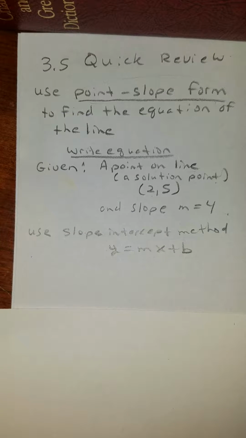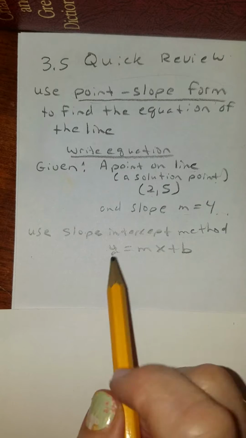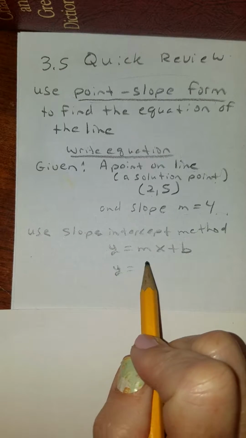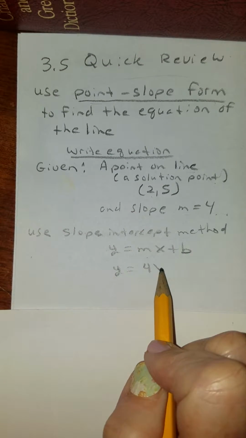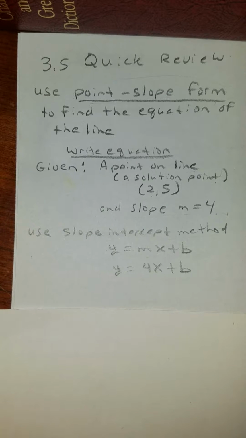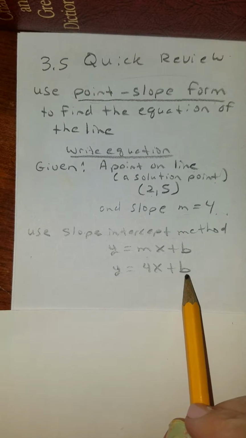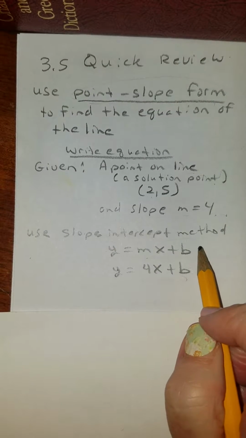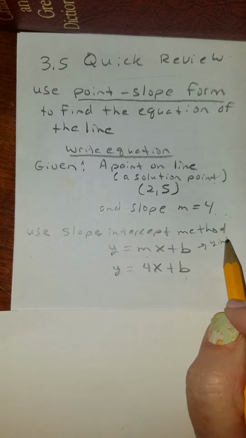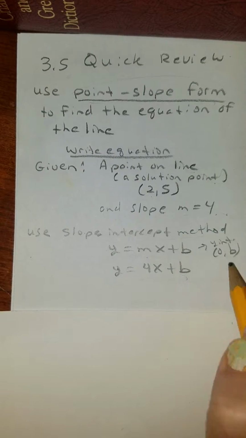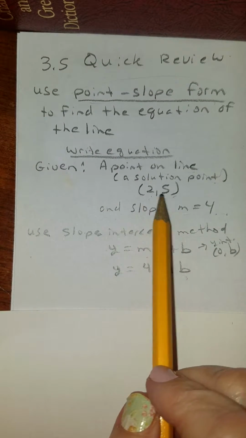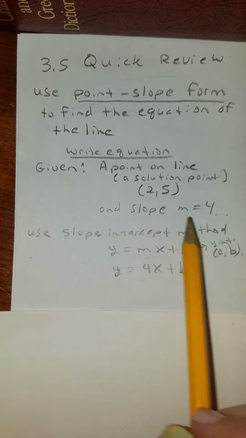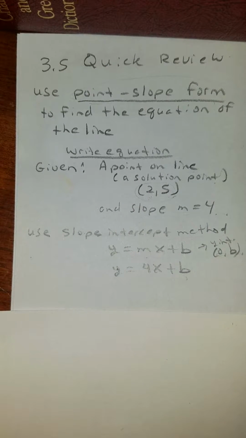Let's plug in what we know. Well, we know the slope. So we have y equals, the slope m is 4. And really all we need is b, and we'd have the equation of the line. But remember, b is that y-intercept, (0, b). Well, they didn't give us the y-intercept. This isn't zero some number. They just gave us some point on the line.